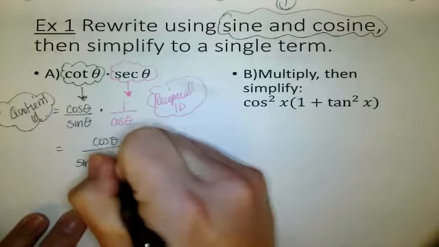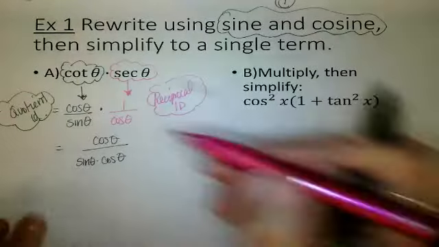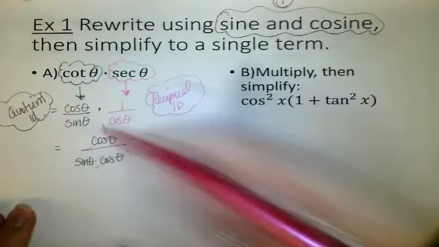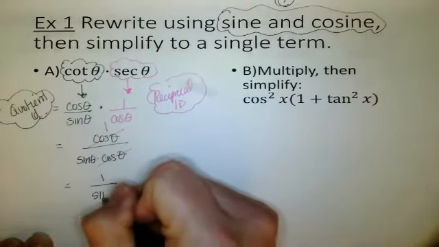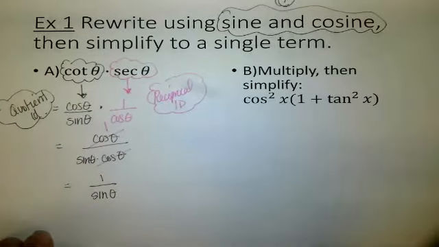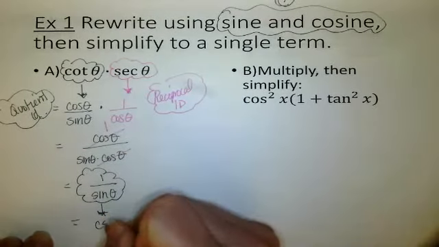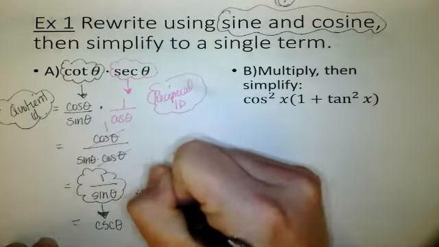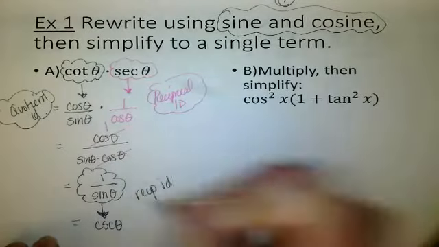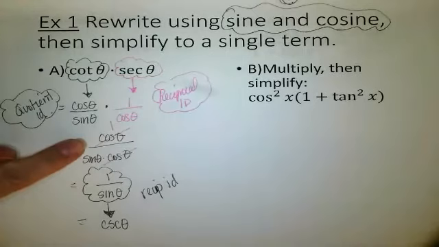Now, that was kind of a boring step. Now that we did that, what can we do? Reduce. We can reduce the cosine. Cosine divided by cosine is 1. Cosine goes into itself one time. We get 1 over sine of theta. And what can I trade 1 over sine of theta for? Yeah, cosecant of theta. So again, back to the reciprocal identity.